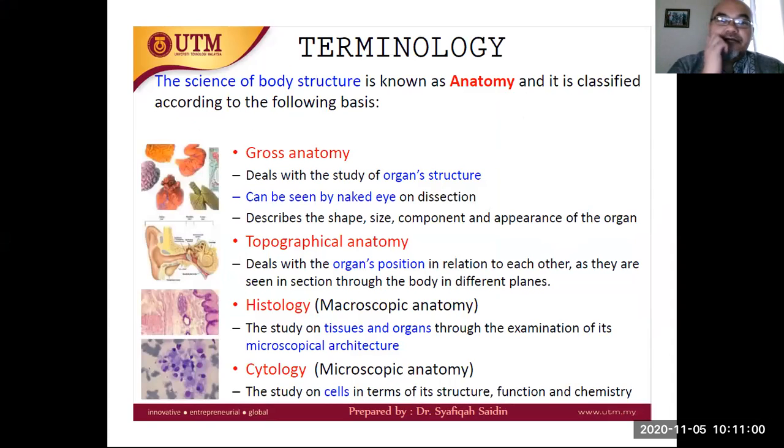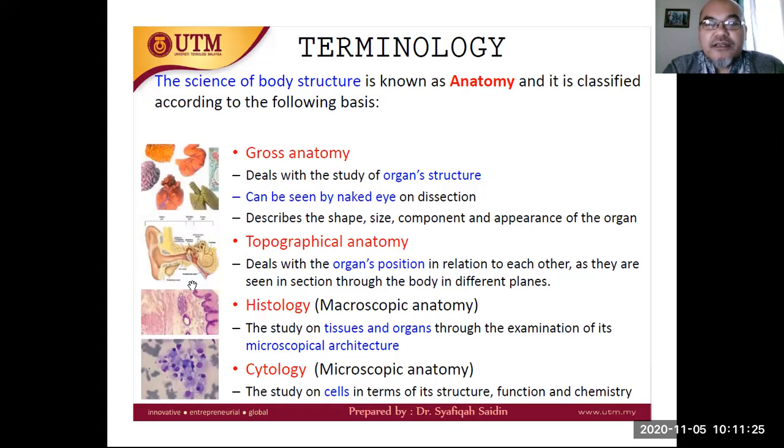Okay, so yeah, we can always divide biomedical instrumentation, as discussed in the previous hour, based on which part of the body that instrumentation is implemented or applied. Based on this, we need to know some anatomy. Anatomy itself deals with the study of organ structure.